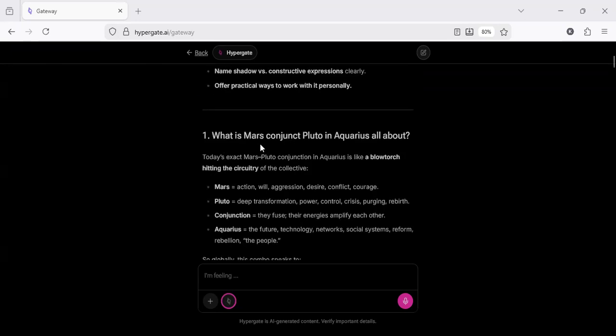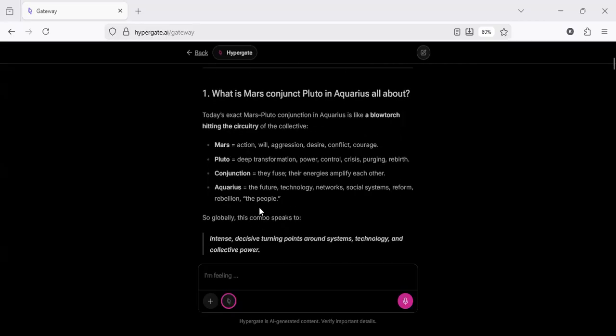So it goes number 1, organize. What is Mars conjunct Pluto in Aquarius all about? It says it's like a blowtorch hitting the circuitry of the collective. It gives you a breakdown. Mars equals action, will, aggression, desire, conflict, courage, right? All Mars stuff. Pluto themes: deep transformation, power, control, crisis, purging, rebirth. And the conjunction, right? That's where they fuse their energies together and amplify each other. They just egg each other on. And these are the two malefic planets. All right, so think about that.